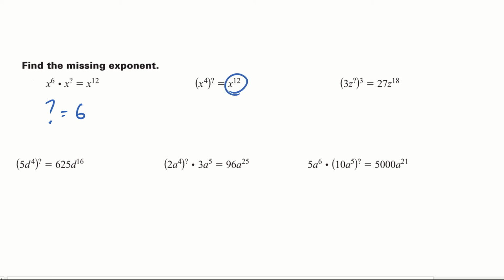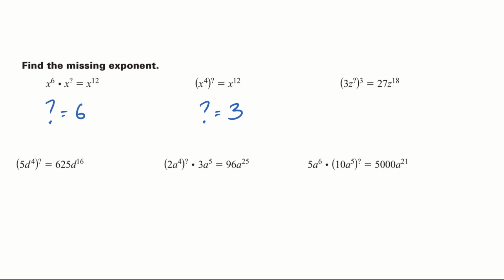All right, good. Now, here it's a slightly different one. I'm still trying to get x to the 12th, but this is x to the 4th to the question mark power. I don't know what the question mark is. Because this is a power to a power, I am multiplying the exponents. So I have to take 4, multiply it by what to get 12? Well, the question mark would therefore be 3, because 4 times 3 is equal to 12. Good.